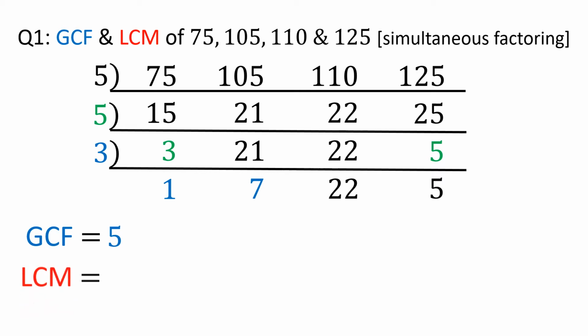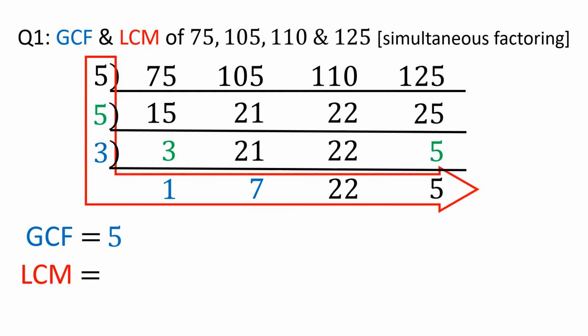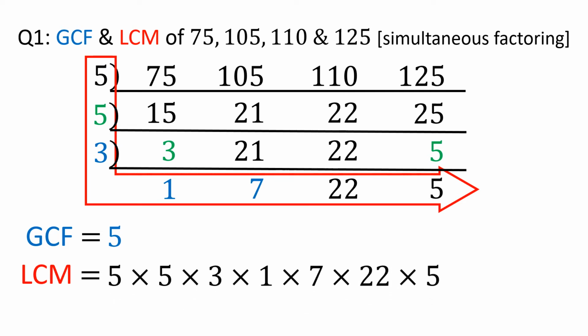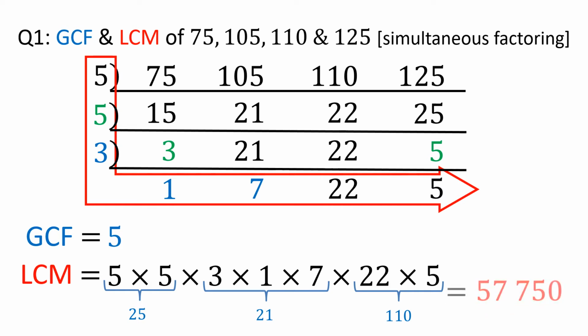To find the LCM, we need to multiply the numbers in the L shape, which is 5 times 5 times 3 times 1 times 7 times 22 times 5. 5 times 5 is 25. 3 times 1 times 7 is 21. 22 times 5 is 110. So LCM is 25 times 21 times 110, which is 57,750. Now let's try another question.